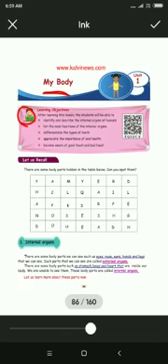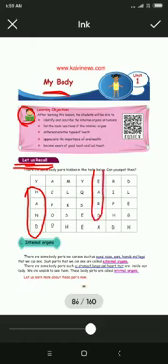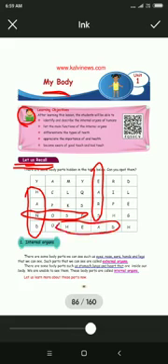Let us recall. There are some body parts hidden in the table given. Can you spot them? First one, hand, H-A-N-D, hand. Can you find the second one? Nose, N-O-S-E, nose. Head, H-E-A-D, head. Ear, E-A-R, ear. Leg, L-E-G, leg. So these are the parts hidden in the table.